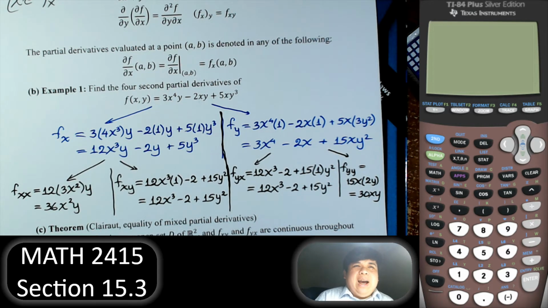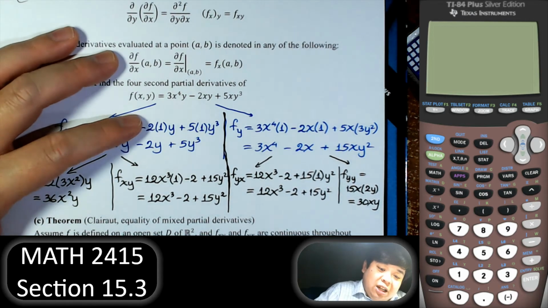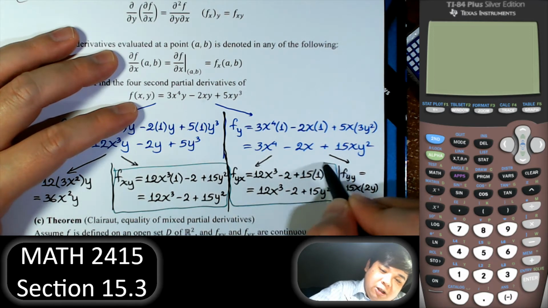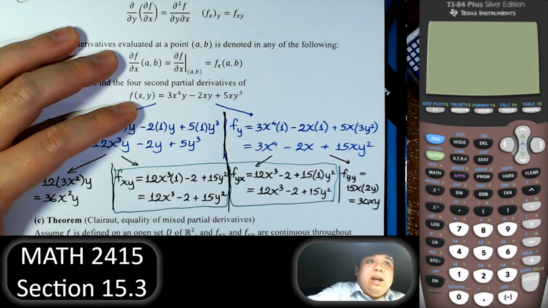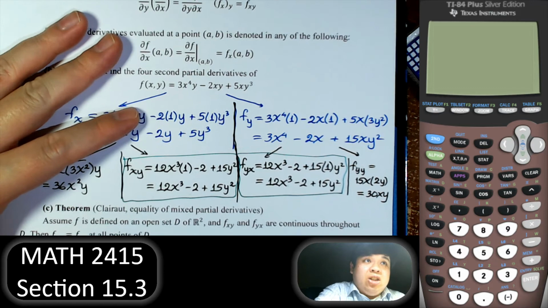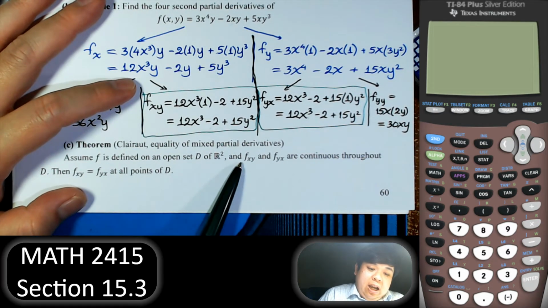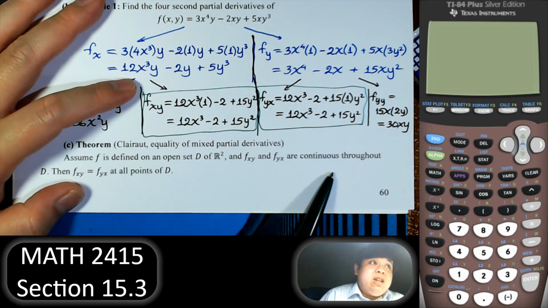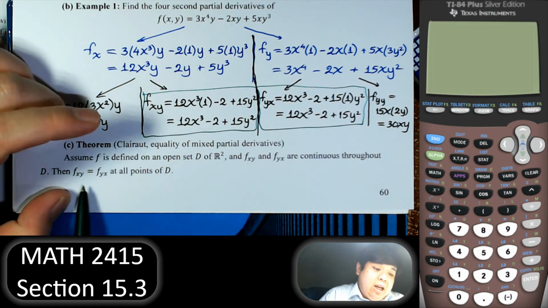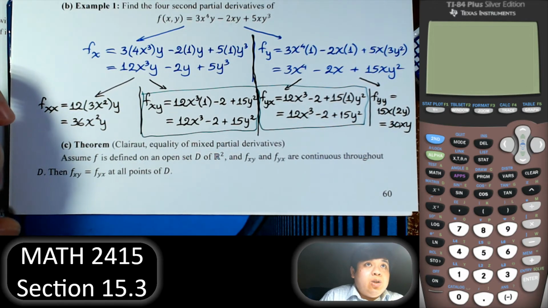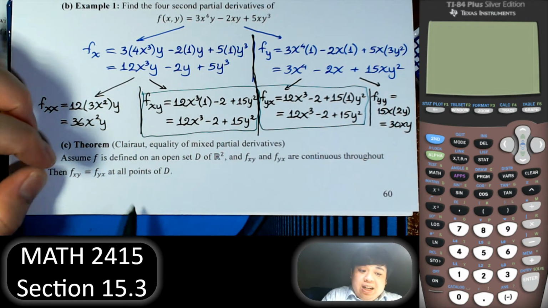Then we have xy and yx, kind of confusing, right? But actually it's not. Notice that those two are the same. And this is not a coincidence. There's a theorem about that. It says, assume that f is defined and the partial derivatives exist and are continuous throughout, then the mixed partial derivatives will be the same. So it's even more powerful than just that.